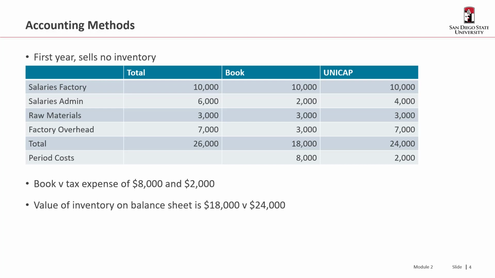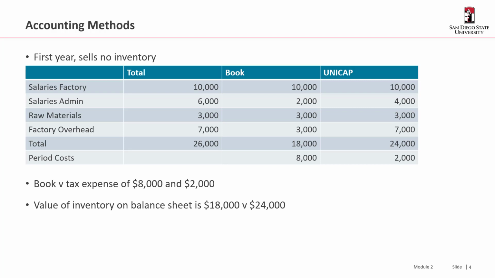But salaries admin, you can see that is an overhead item. The administrative salaries, and under UNICAP, in this fake version, more of it is allocated to inventory than under the book method. Raw materials are just your direct materials, so that's the same. And then factory overhead, you can see, has a much greater overhead allocation in inventory for tax purposes than it does for books. So what you end up with is a larger amount of cost tied up in inventory, right? So the total amount under book is $18,000. The total amount under tax is $24,000.